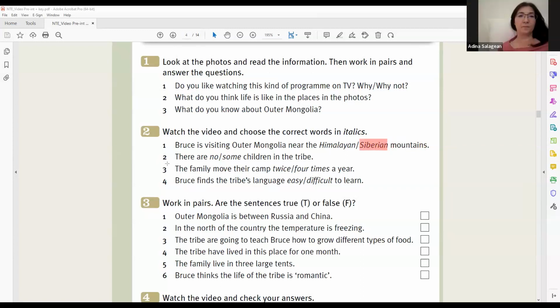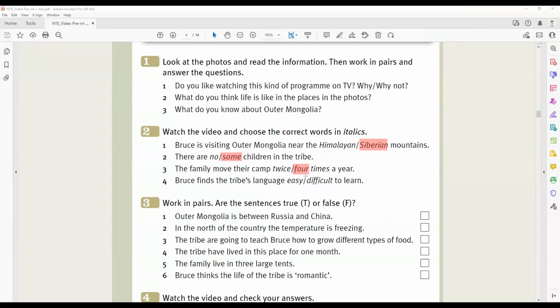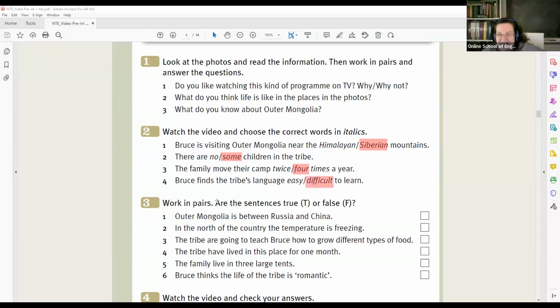Number 2. It says there are children in the tribe. There are some children in the tribe. Number 3. The family moved their camp how many times? 4 times a year. Yes, 4 times a year. Okay. Bruce finds the tribe's language difficult to learn. Difficult to learn. Okay. Yes.